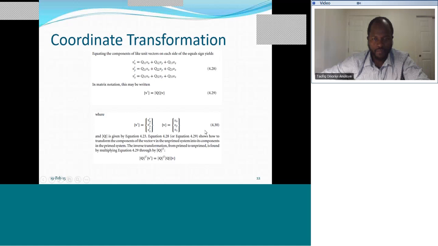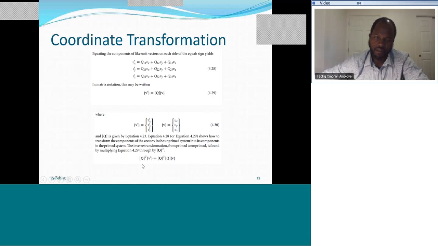What we have just done shows how to transform the components of the vector in an unprimed system into its components in the primed system. The inverse transformation from primed to unprimed is found by multiplying equation 4.29 through by the transpose of Q. When we do that, we have this.